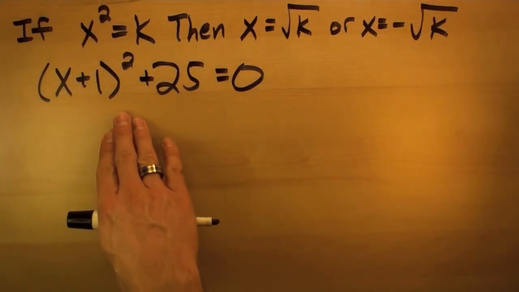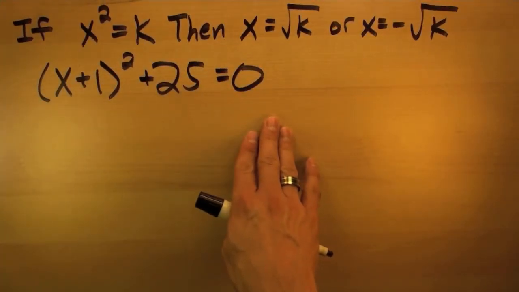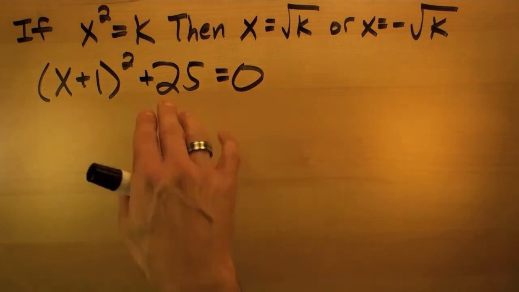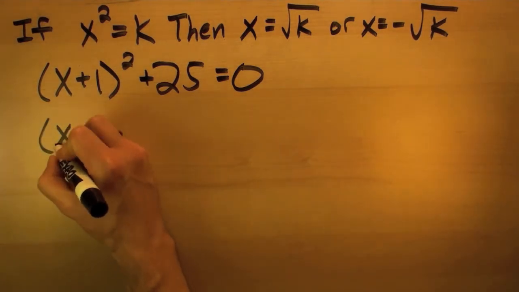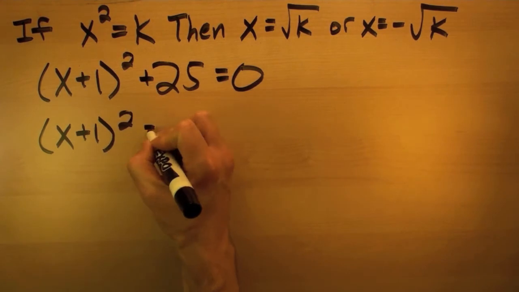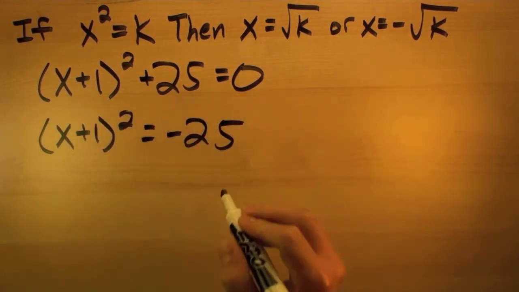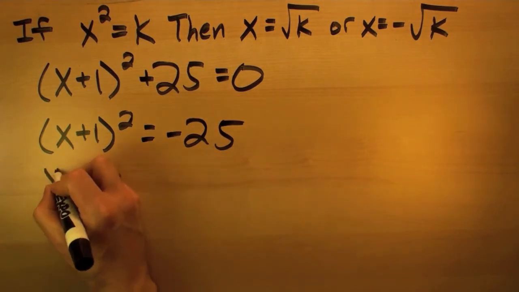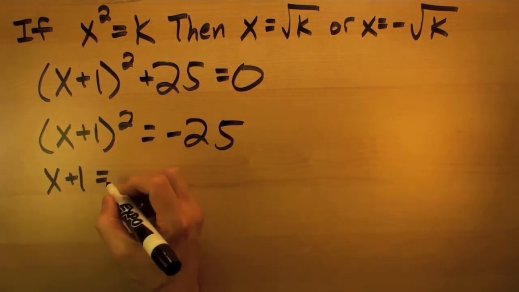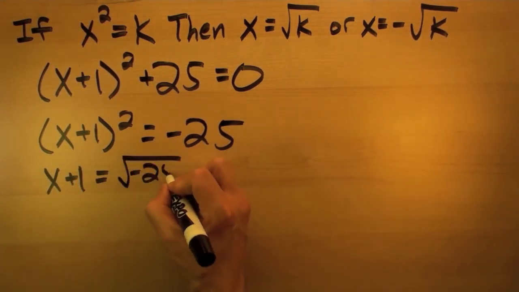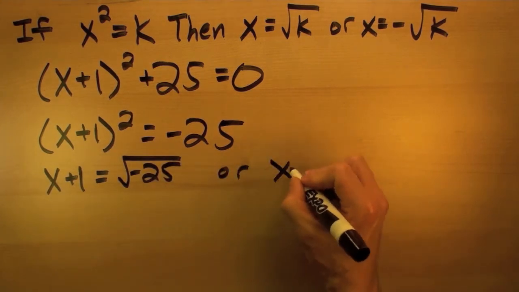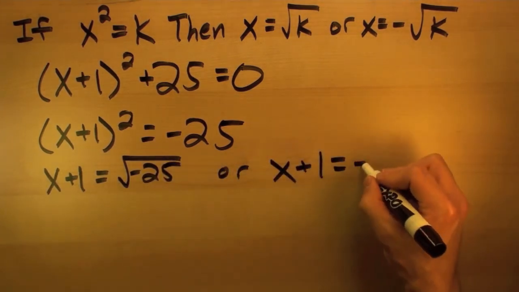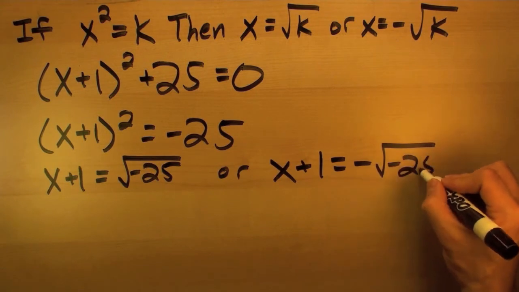So if we have x plus 1 squared plus 25 equals 0, we want to subtract 25 from both sides, giving us x plus 1 squared equals negative 25. Now we apply the square root property. So x plus 1 is equal to the square root of negative 25, or x plus 1 is equal to negative square root of negative 25.